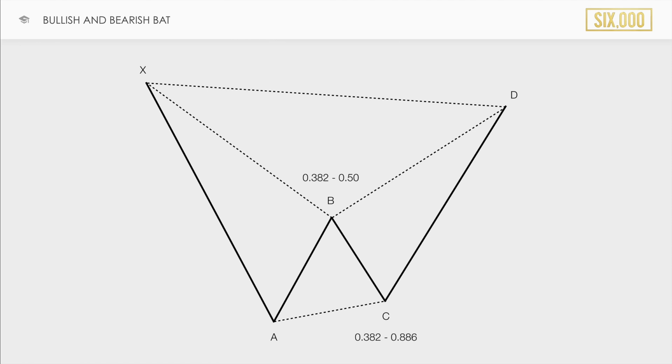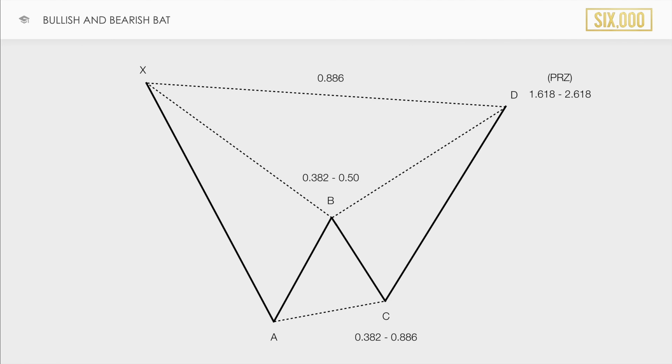The C point, we're looking at 0.382 to 0.886. Like I said with the B point, it can be in between that zone. So we can look for a 0.5 C point, a 0.618, a 0.707, a 0.786, all within that C point measurement. And the D leg, we're looking at 1.618 to 2.618, and this will form in the potential reversal zone, as well as the 0.886 measurement of X to D. And like I said, the potential reversal zone is an area where all of these measurements converge.